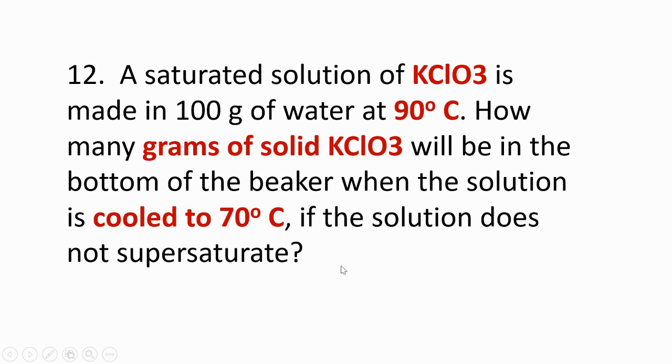Last question. I make a saturated solution of KClO3 at 90 degrees. I then cool the solution to 70 degrees. So the question is, how many grams of solid KClO3 should fall to the bottom when I reduce that temperature from 90 to 70, assuming the solution does not supersaturate? So this one's a little bit more complicated. What I have to do is look at what's the solubility at 90, what's the solubility at 70.